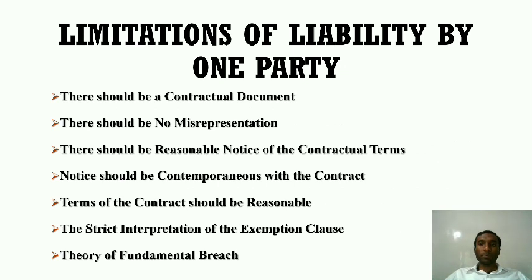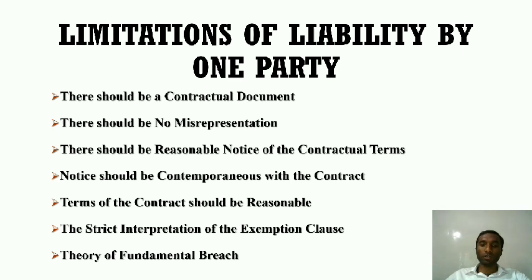So limitations of liability by one party. There should be a contractual document between the two parties entering into the standard form of contract, and there should be no misrepresentation like fraud, mischief and other elements, otherwise the contract will become void. There should be reasonable notice of the contractual terms, the notice should be contemporaneous with the contract, and the terms of the contract should be reasonable.